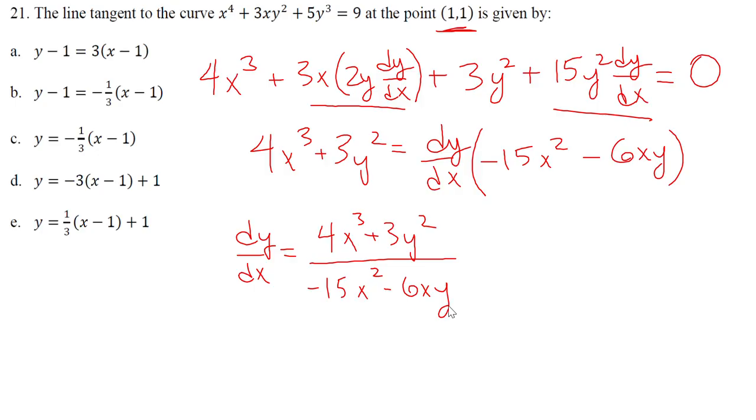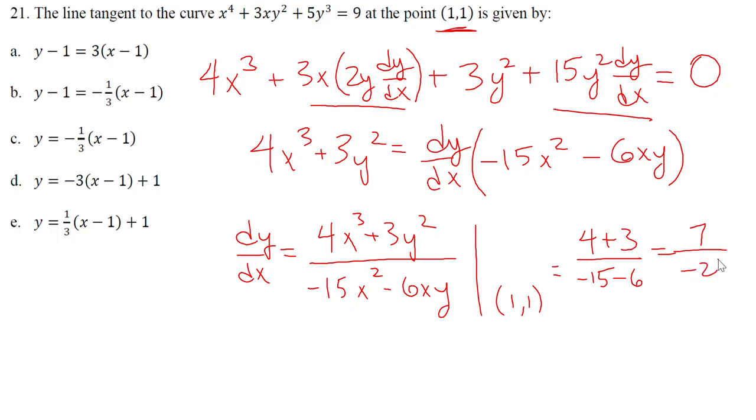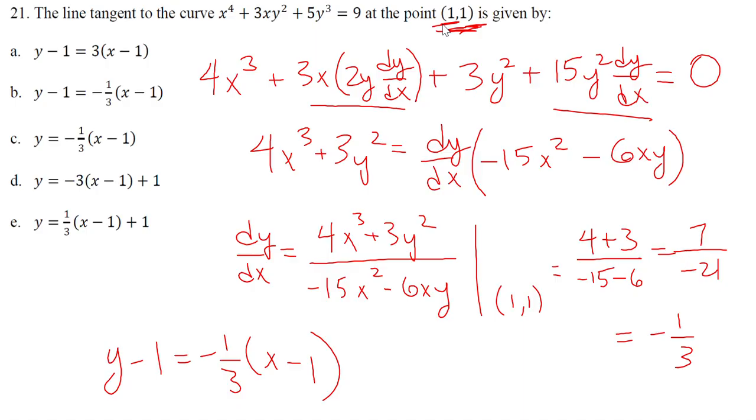And we're asked to evaluate this when x is 1 and y is 1. So all the x's and y's just become 1s. We have 4 plus 3 over negative 15 minus 6. 4 plus 3 is 7. Negative 15 minus 6 is negative 21. So we get negative 1/3 as our slope. So our final answer should be y minus 1, because our y value is 1, equals negative 1/3 times x minus 1, because our x value was 1. So y minus 1 equals negative 1/3 times x minus 1. Looks like choice B.